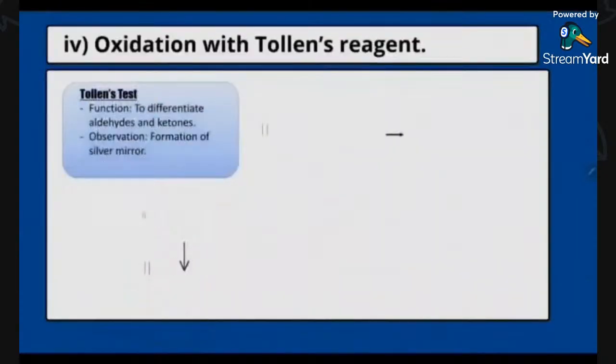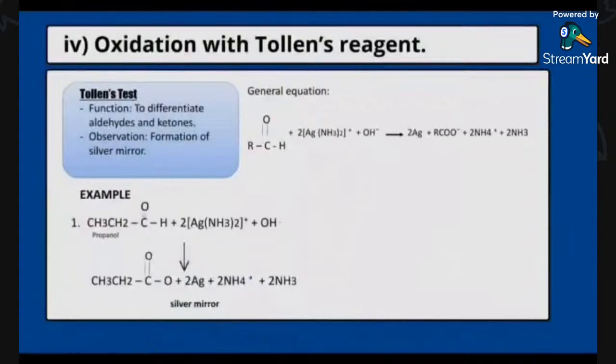So oxidation with Tollens reagent. Function: to differentiate aldehydes and ketones. Observation: formation of a silver mirror. The silver mirror is Ag. So this is the silver mirror. So the general equation you can see here: RCH=O plus 2[Ag(NH3)2]+ plus OH- produce 2Ag. So this is the silver mirror. Plus RCOO- plus 2NH4+ plus 2NH3.